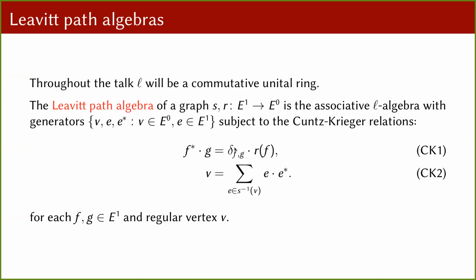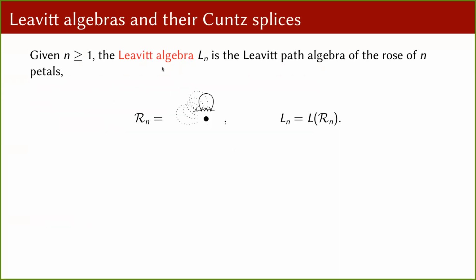In particular, we'll be interested in two families of Leavitt path algebras, the so-called Leavitt algebras, which give Leavitt path algebras their name. These are the Leavitt path algebras of the rose with n petals, which is the graph that has one vertex and n loops. And so Ln is L of Rn.